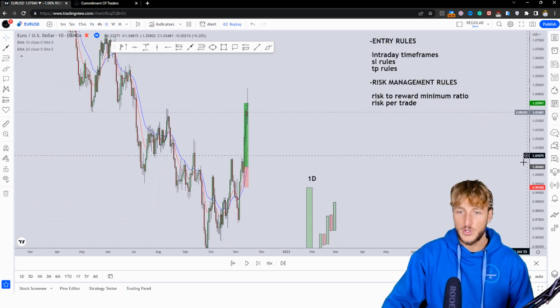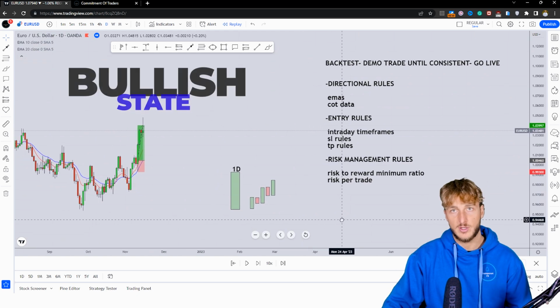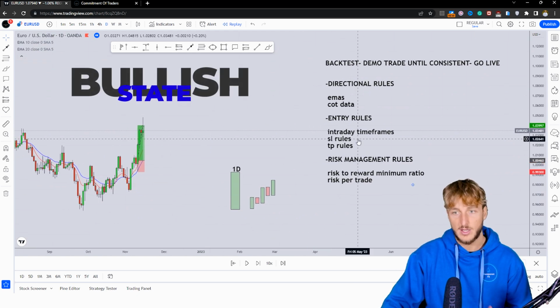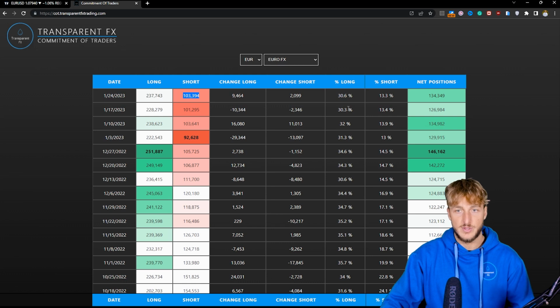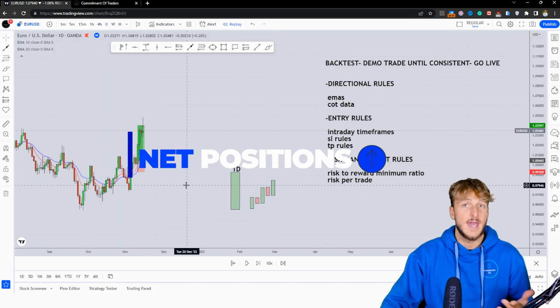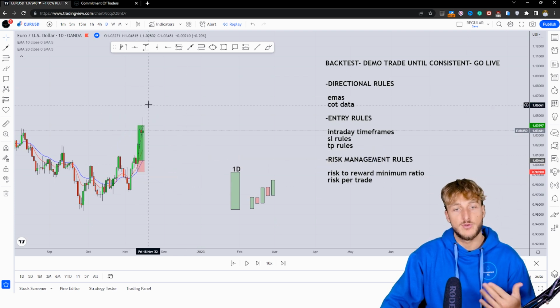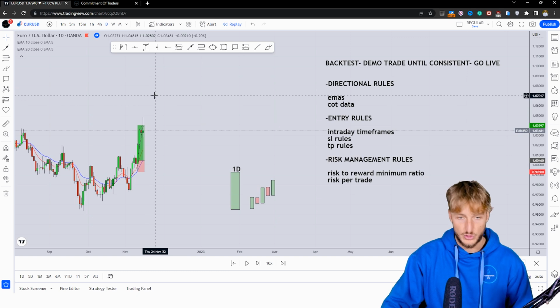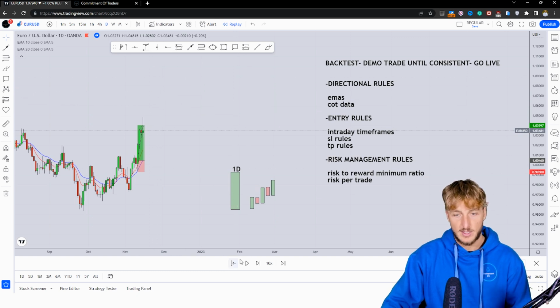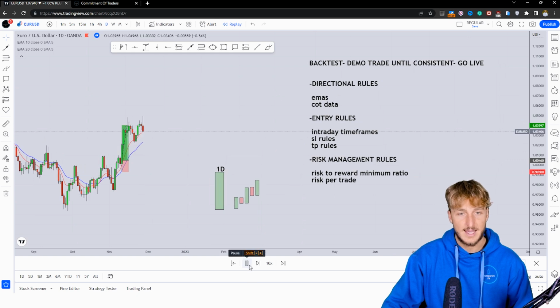Now, what did we know that had a good probability of happening? Because from a directional perspective, the EMAs were cut for long. The CO2 data was increasing in net positions, showing that institutions were buying. And in a situation where you have institutions buying and EMAs cut for long, you have good probabilities to see more bullish continuation.